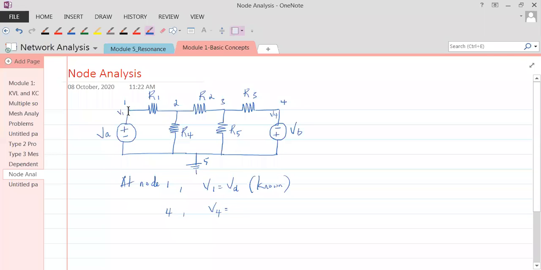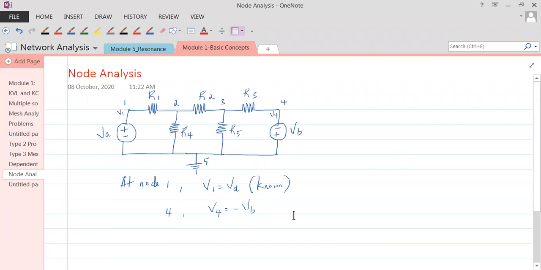Here, V1 is VA, but V4 is minus VB. Why is it minus VB? See, plus is connected to the ground and minus is connected to node 4. So you need to be a little careful regarding this. So V4 is minus VB. Everybody understand that? Okay.